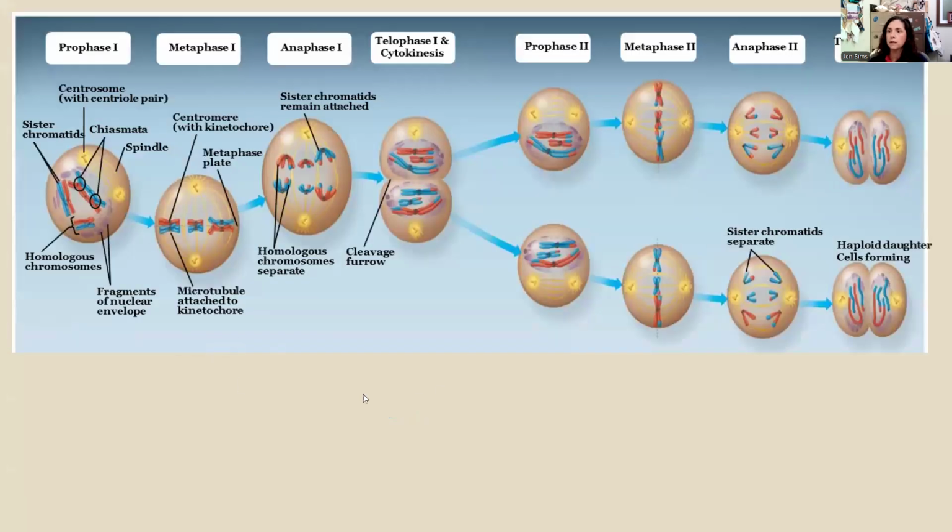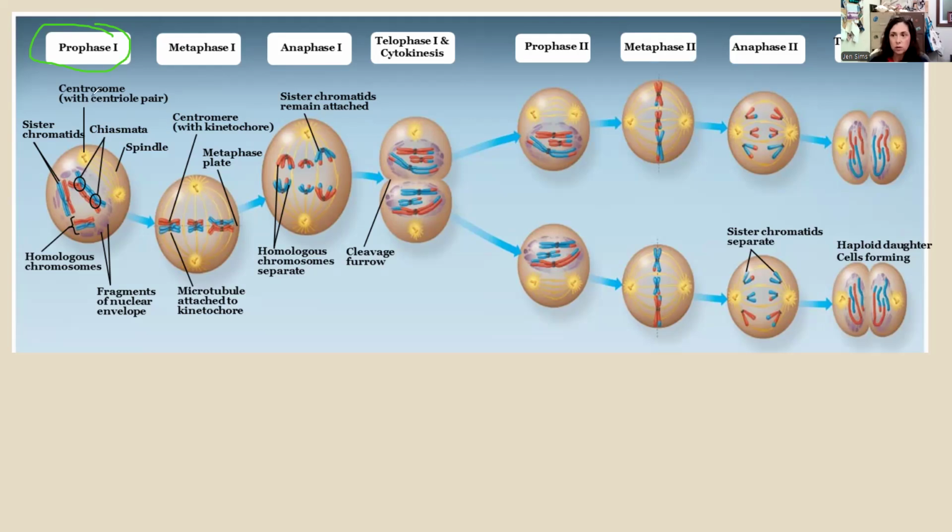Now, here's what it looks like. Remember how I told you we just name it, and thank goodness, it's like prophase 1, metaphase 1, and then prophase 2. So it looks really, really similar, and it's super easy. Prophase 1, we're going to spend a whole bunch of time on in just a second, but everything else is crazy easy. In prophase 1, we have the creation of the spindle, and the nuclear envelope dissolves.